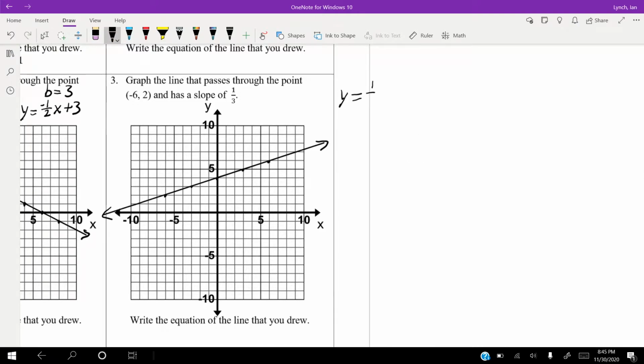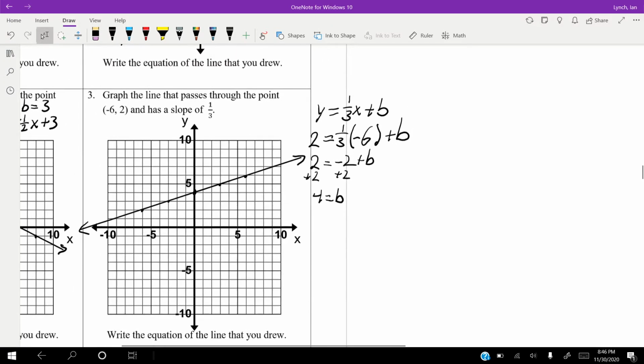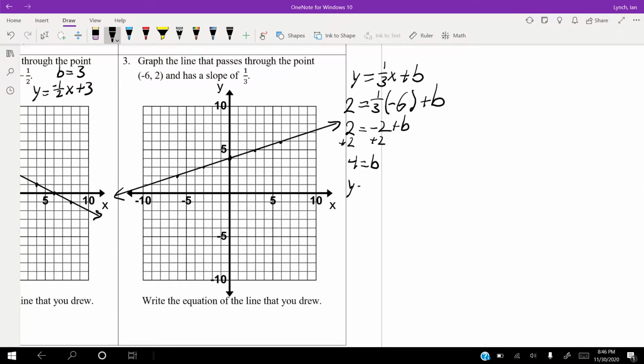So I'm going to come over here. I'm going to write y equals 1/3 x plus b. I'm going to take my y value of 2, and say 2 is equal to 1/3 times x value is -6 plus b, which means 2 is equal to 1/3 times -6 is -2 plus b. In order to get rid of this -2, I need to add 2. And I get 4 is equal to b. And we can verify that by looking at our graph. We go through the point 0, 4, so yes, b is 4. We get the equation y equals 1/3 x plus 4.